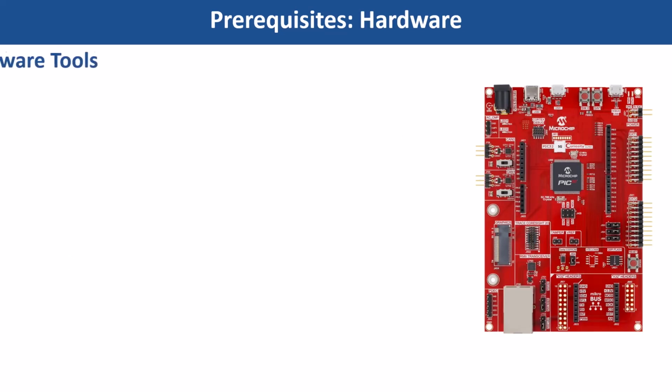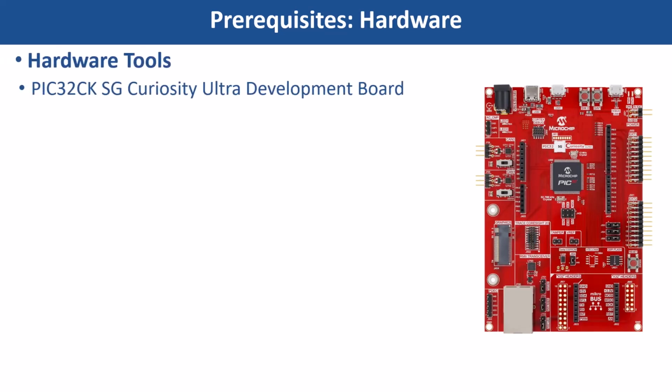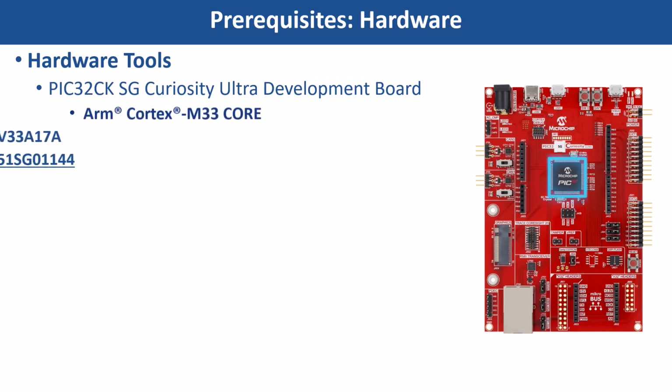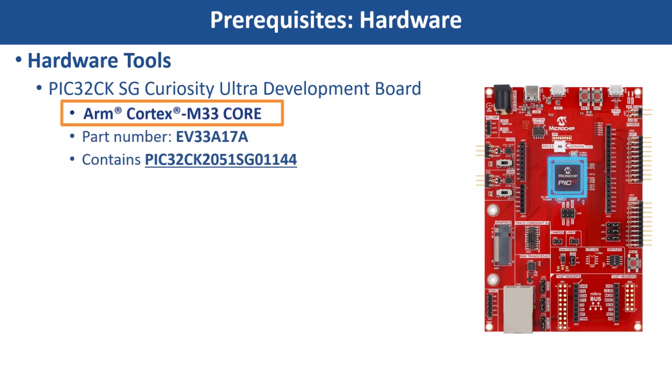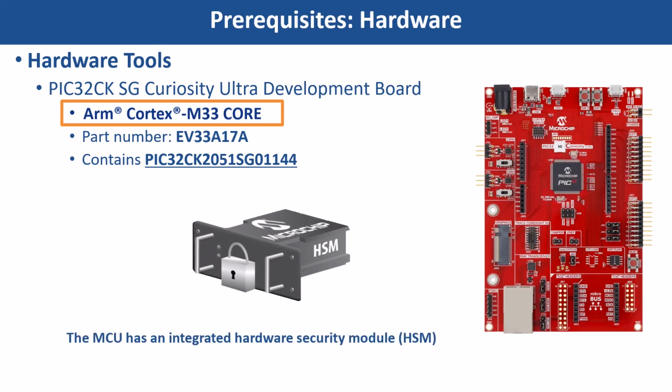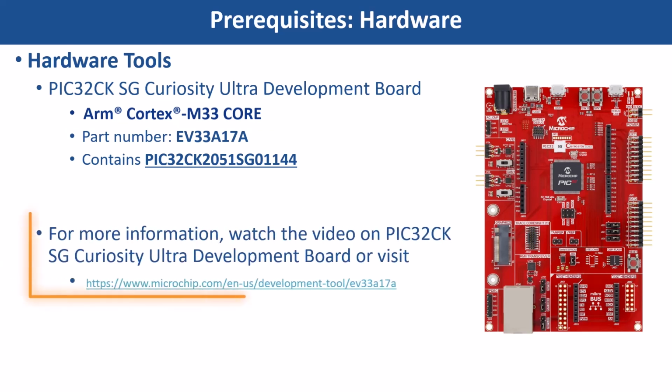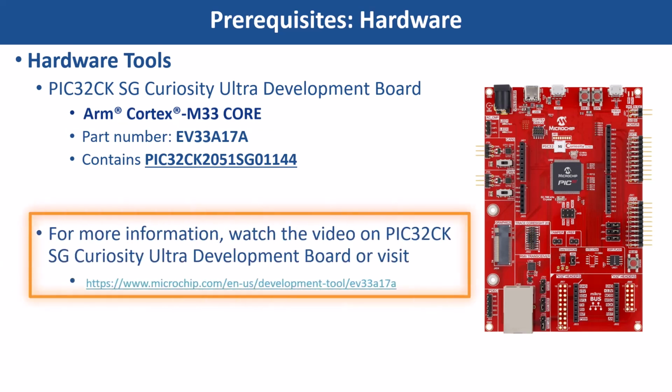For this demonstration, we will use the PIC32CK SG Curiosity Ultra Development Board. This project uses the ARM Cortex M33 based PIC32CK SG MCU with TrustZone support. This MCU has an integrated hardware security module, HSM. For more information, watch the PIC32CK SG Curiosity Ultra Development Board video or visit the kit page.